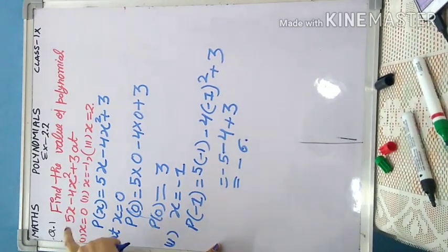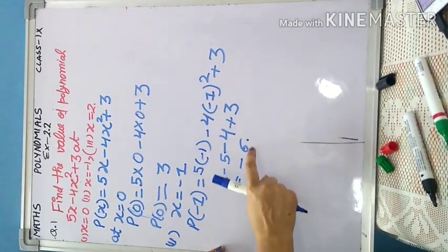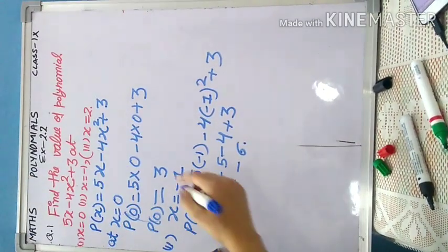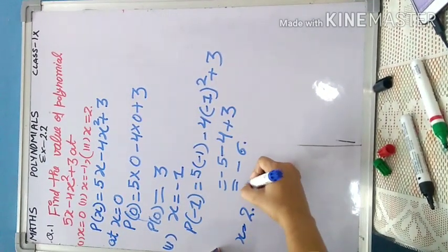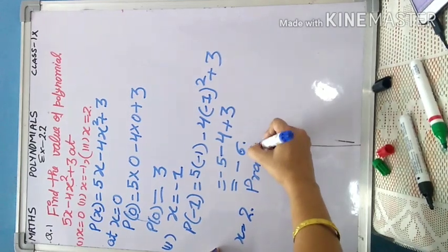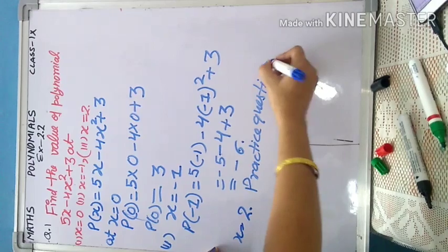So the value of the polynomial at x is equal to minus 1 is what? This is minus 6. The same, for x is equal to 2, this is your practice question. Okay, this question I'm giving for you.